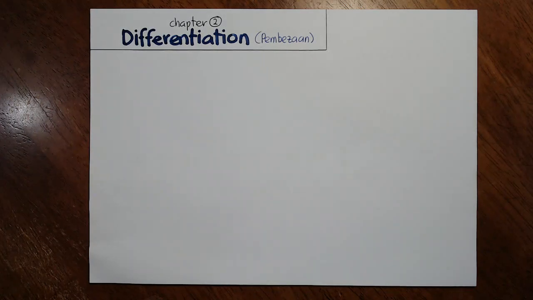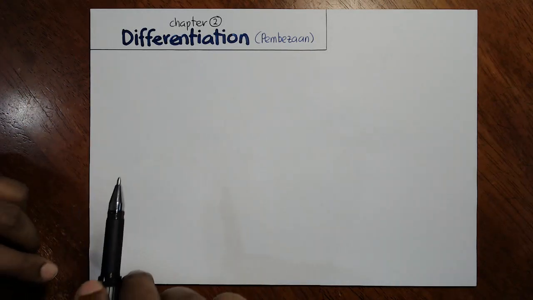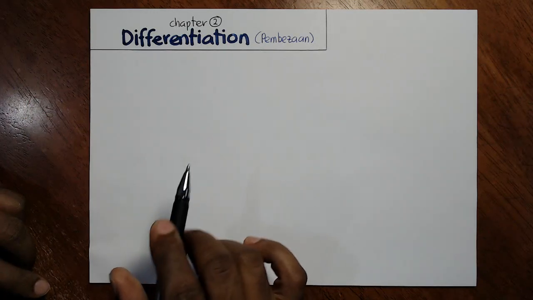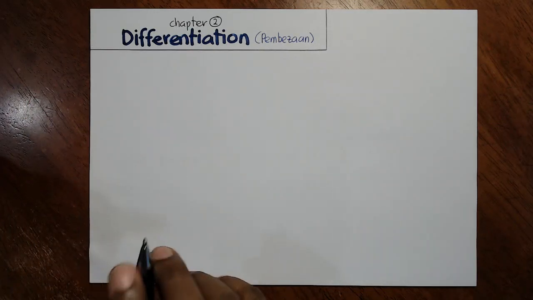So let's get started. Differentiation is chapter 2 in Form 5. This is your first introduction to the field of calculus. You do learn a few other chapters regarding calculus, right? The chapter on differentiation is very important because you will reuse this information in a lot of places.